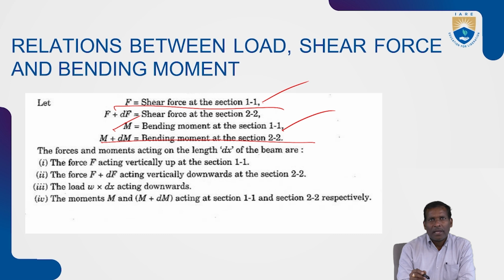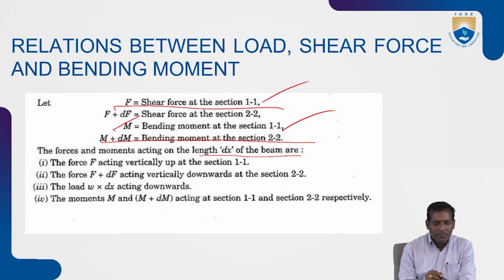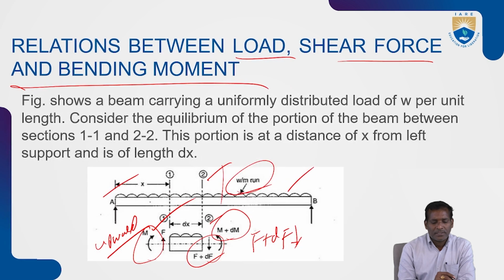The forces and moments acting on the length dx of the beam are the force F acting vertically up at the section 1-1. So the F is acting upwards, positive, and F plus dF is acting downwards at section 2-2. Similarly, F plus dF acting vertically downwards at section 2. What is this load? The load acting downwards, W into dx.